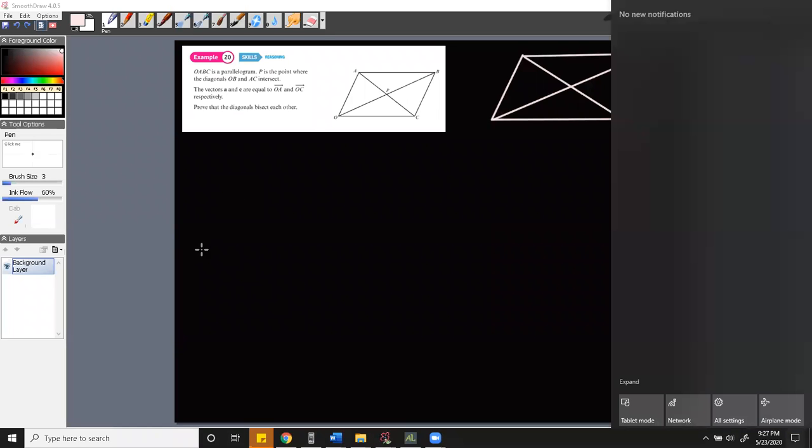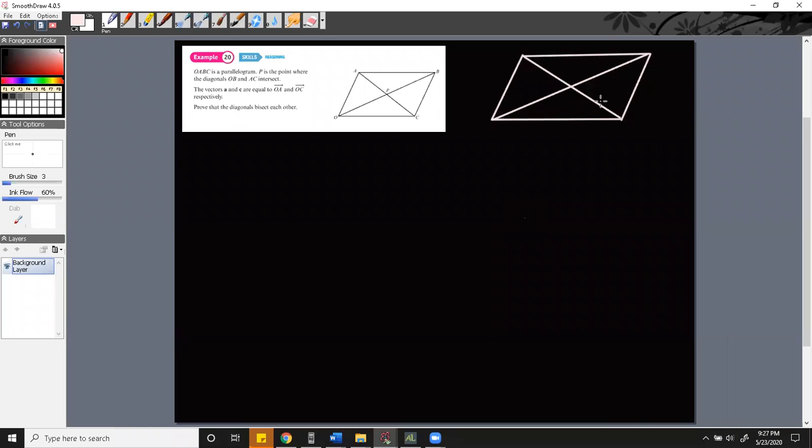Okay, so this is example 20, then page 114. Okay, so we've got this diagram. OABC is a parallelogram. P is the point where the diagonals OB and AC intersect. Well, the first thing you need to note, when you're drawing diagrams like this, is that the points always go either clockwise, the vertices, when you're labeling them, or anti-clockwise, okay?